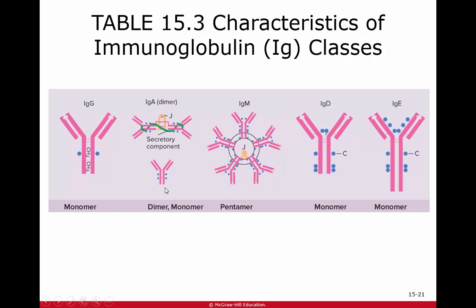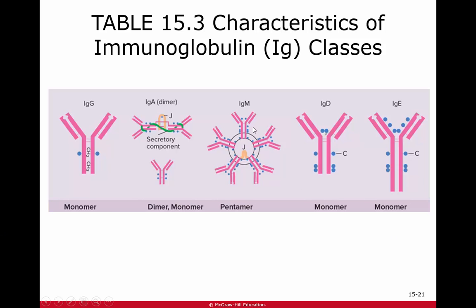IgA is the next one, and there are 2 forms. There's the form at the bottom that has the 2 binding sites, and then there's this one at the top that's called a dimer, and it has 4 binding sites. And you find the one at the bottom in your blood, and the one at the top with the 4 binding sites, that's in your mucus and serous secretions.